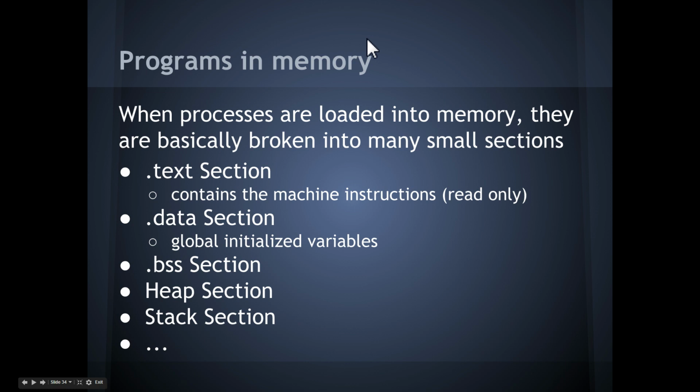This slide may be a little out of place, so bear with me. When processes are loaded into memory, they are broken into many small segments. But the main ones are the .text section, which contains the machine instructions, so everything that results from compiling the code. All those instructions get put here, but the data, like declared global variables, get put in other segments, and variables that are used dynamically or statically at runtime are put in other sections as well.